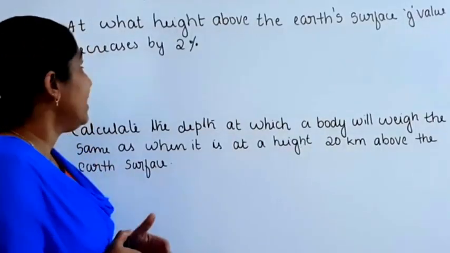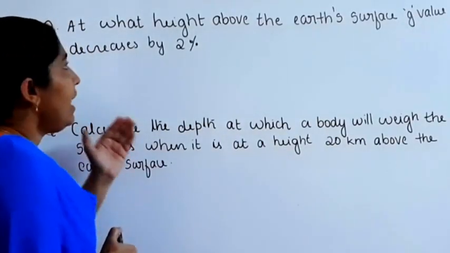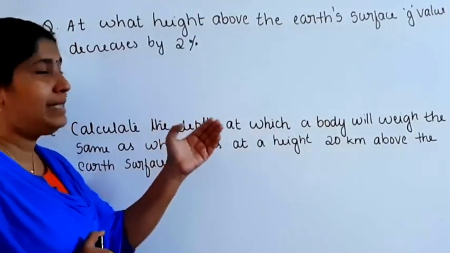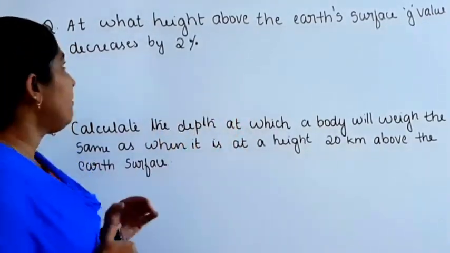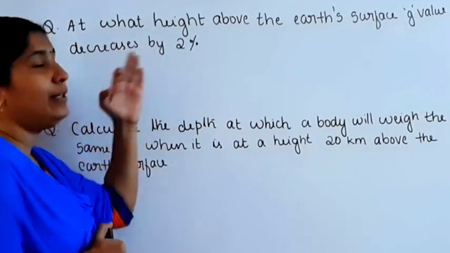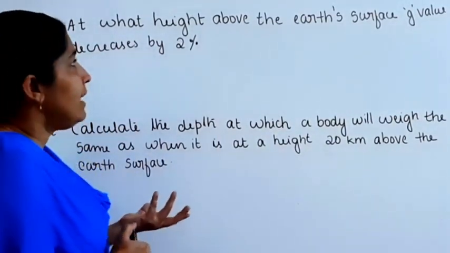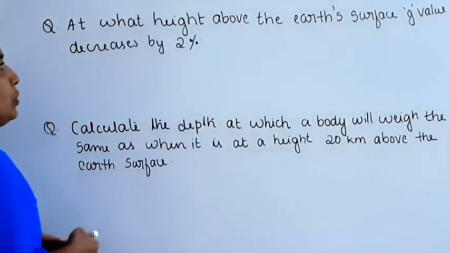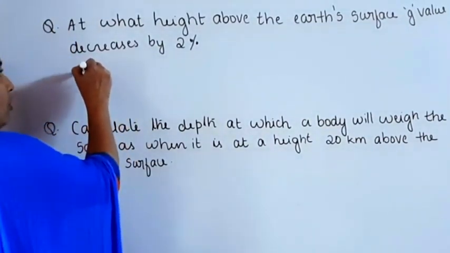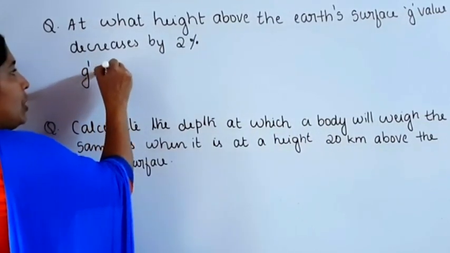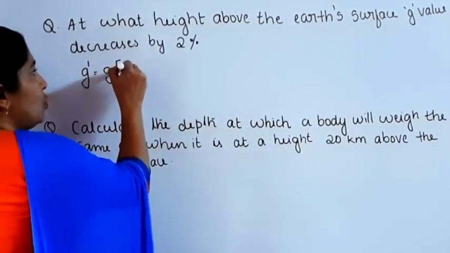Our next question. At what height above the earth's surface does the g value, meaning the acceleration due to gravity value, decrease by 2%? We know the equation for the acceleration due to gravity at a height h above the surface of the earth: g dash is equal to g into (1 minus 2h by R).